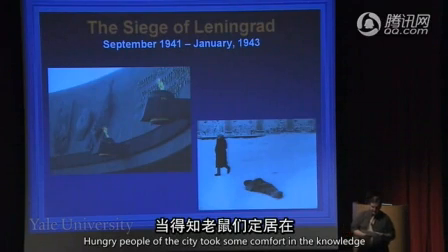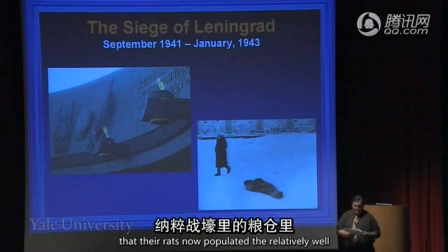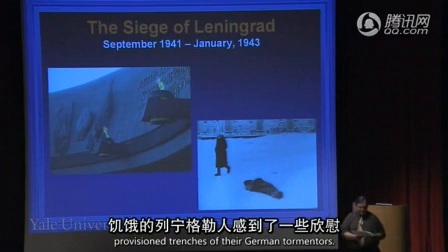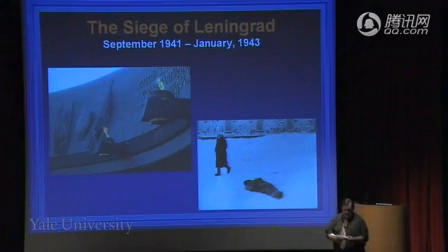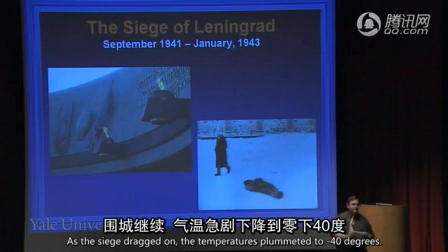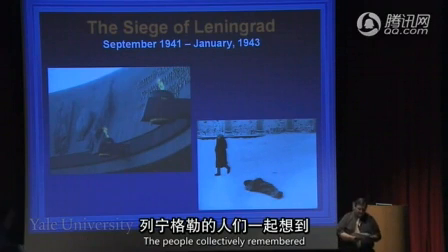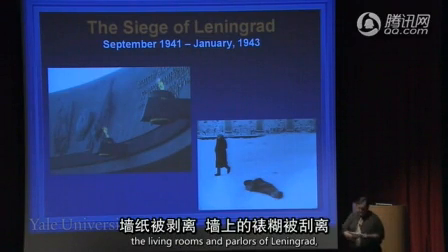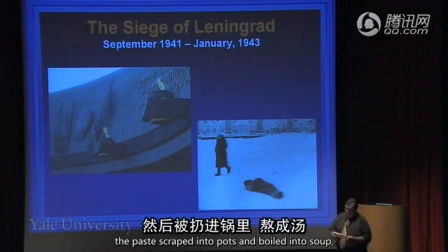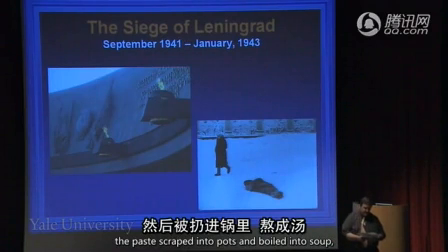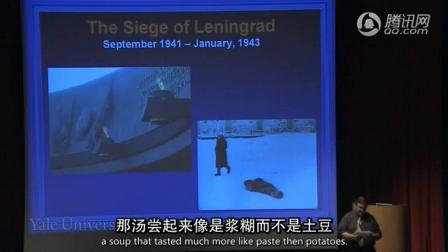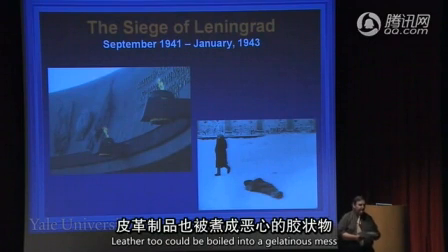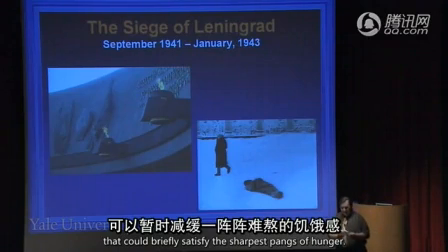Hungry people of the city took some comfort in the knowledge that their rats now populated the relatively well-provisioned trenches of their German tormentors. As the siege dragged on, temperatures plummeted to minus 40 degrees. The people collectively remembered that some wallpaper paste was made from potatoes. Wallpaper was stripped away from the living rooms and parlors of Leningrad, the paste scraped into pots and boiled into soup, a soup that tasted much more like paste than potatoes. Leather, too, could be boiled into a gelatinous mess that could briefly satisfy the sharpest pangs of hunger.